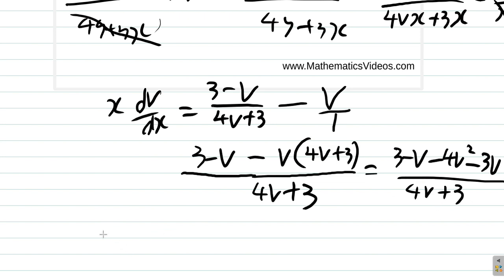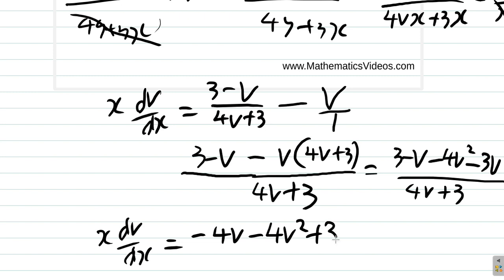Alright, so x dv by dx is equal to negative v minus 3v. That's negative 4v minus 4v squared plus 3. Alright, you have that over 4v plus 3. Okay, good.